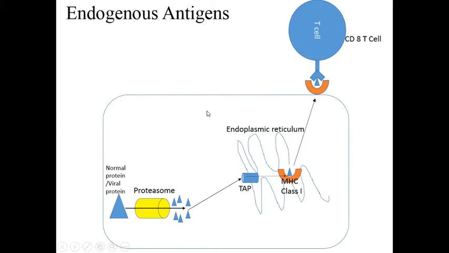If this was a tumor cell and this was a tumor antigen recognized by the T cell, this tumor cell will be killed. But if this was a normal cell, this T cell will not harm the cell. It will be recognized as a self antigen and it will not harm that cell. Now we'll come to exogenous antigens.